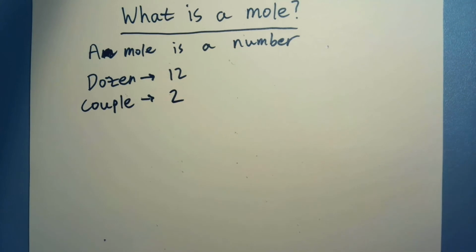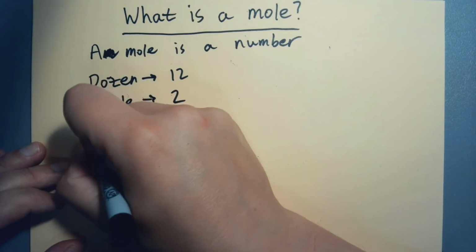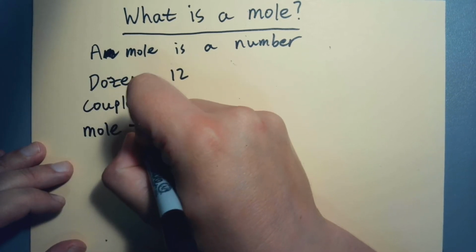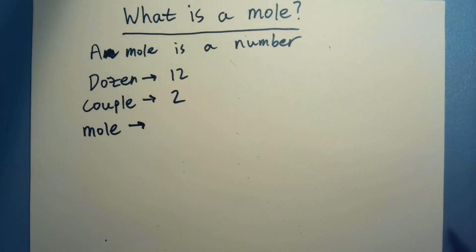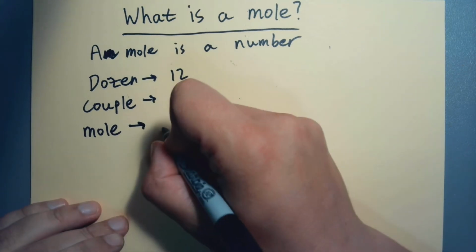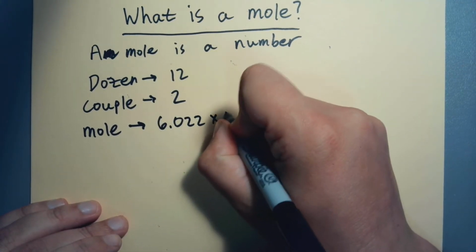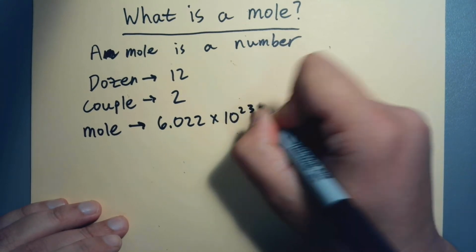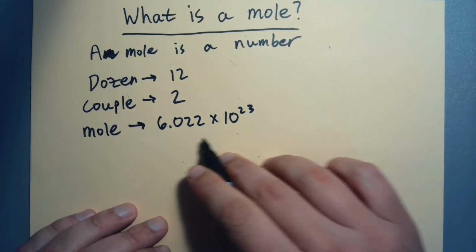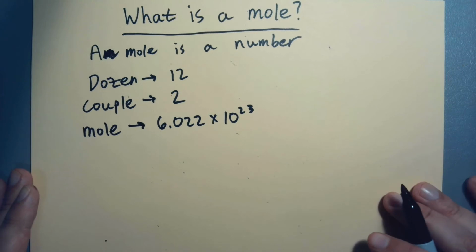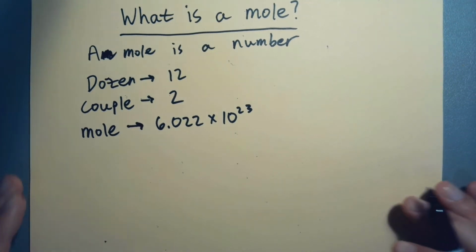So, there's a few other. Sometimes a few is considered three, so on and so forth. So what is a mole? How many of something is a mole? All right. Well, it is 6.022 times 10 to the 23. And you can always sneak in a few more digits. A lot of times I just call it 6.02 because I'm a lazy chemist.